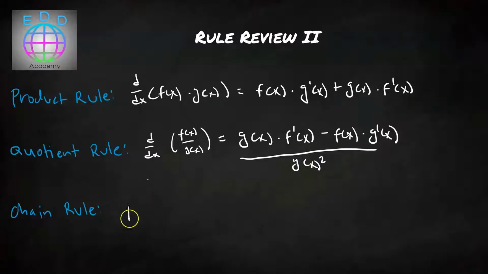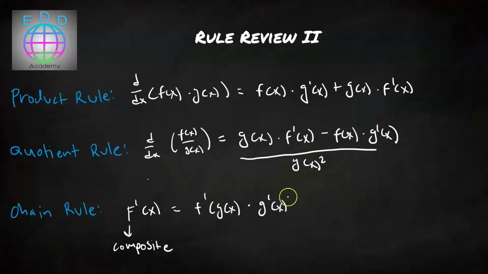The chain rule says given a composite function, big F of x in this case, its derivative is f prime of g of x, so the derivative of the outside while keeping the inside function the same, times the derivative of g of x, or the derivative of the interior function. Once again, this should all be pretty much review for you and a good primer to get into some examples.